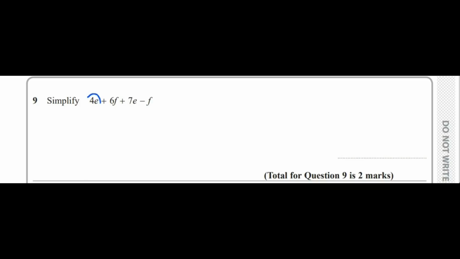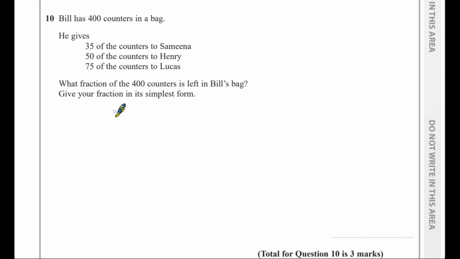Let's have a look at the e's first. We have 4e plus 7e. 4 plus 7 is 11e. Now let's take a look at the f's. We have plus 6f minus 1f. 6 minus 1 is 5. So we have plus 5f. 11e plus 5f.